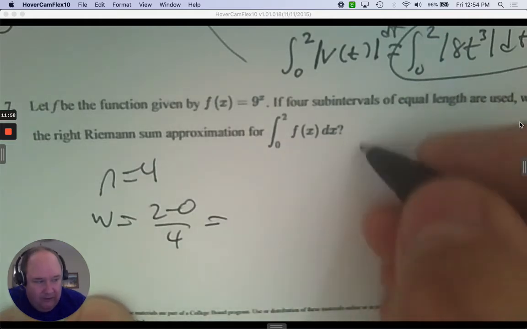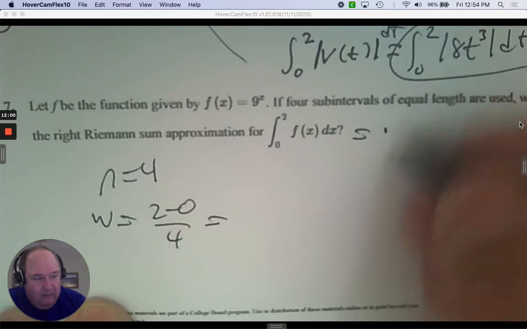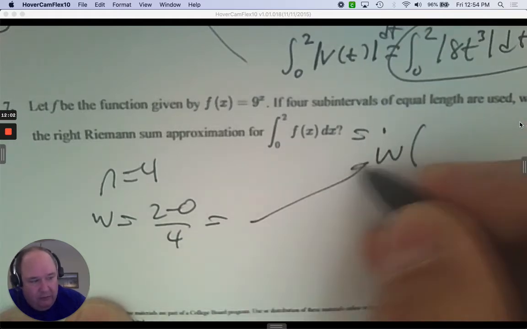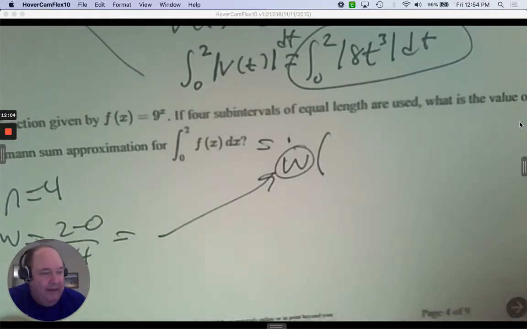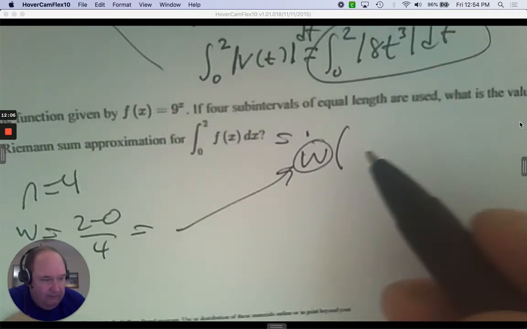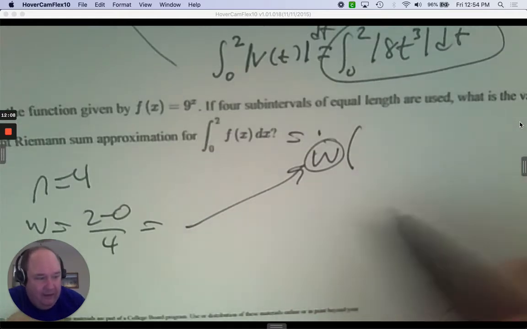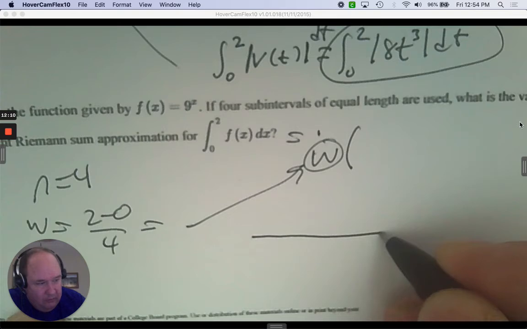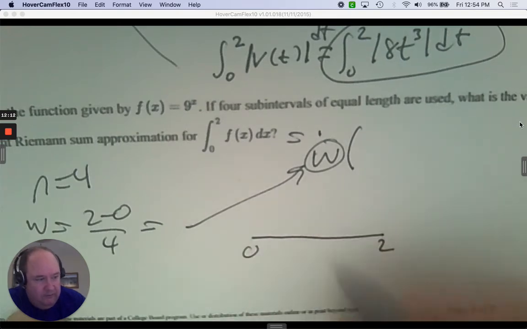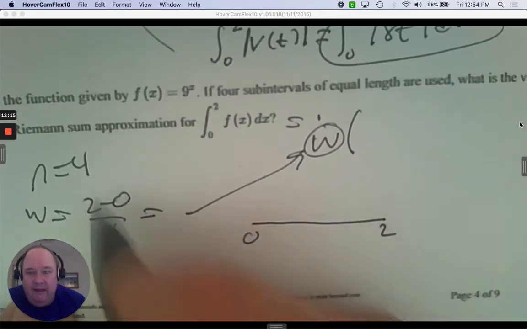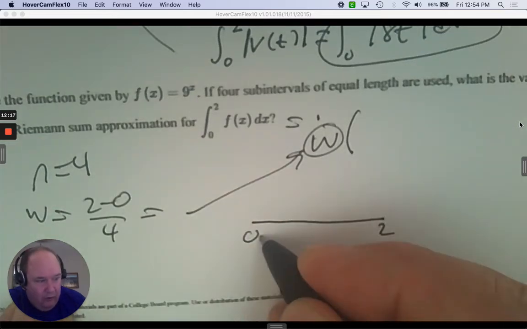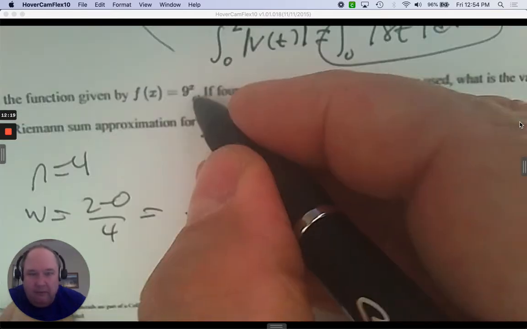The formula for this then is that number, the width, so that number you put in for the width, and then a right Riemann sum, you have to think of the interval. So if I'm going to go from 0 to 2, you're counting by that number, the width. So go that width and then plug that number in for x.